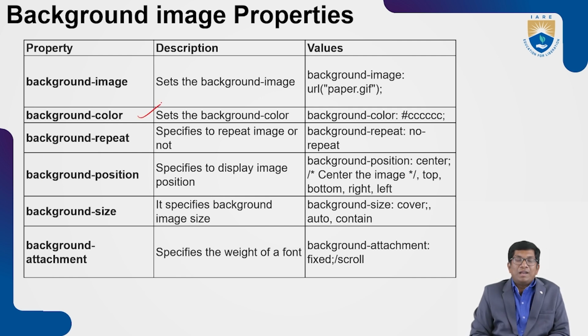Background image. If we want to add a background image for the web page, then you have to use background image colon URL. We have to specify the path of that image. Okay. Next, background repeat. If we want to repeat that background on the x-axis and y-axis, then we can use background repeat. If there is no need for repetition, then specify the value no-repeat.